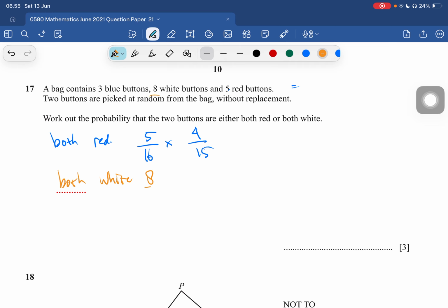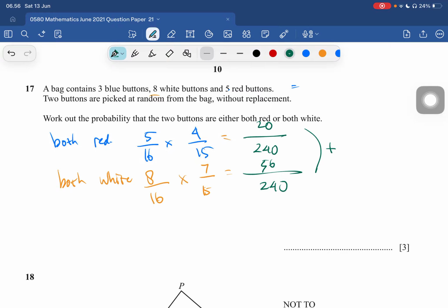So we got 8, the total is 16 now, and then we take out 1, so 7 over 15. Okay, we can just multiply it from here. 16 times 15 is 240, here also 240, it's 20, and then 8 times 7 is 56.